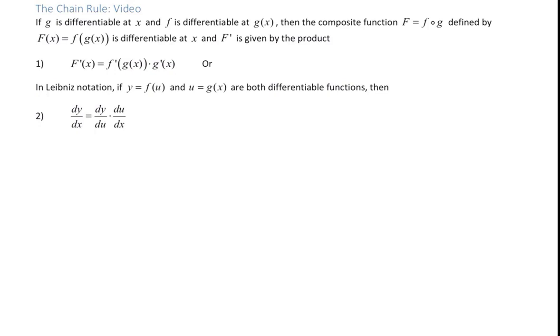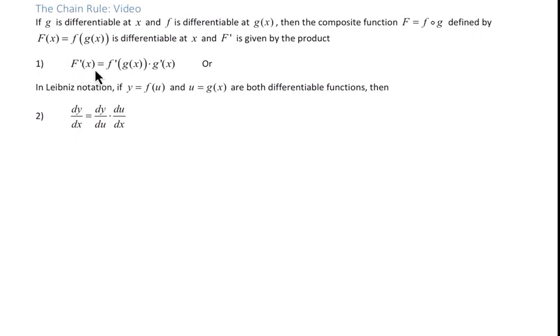The chain rule states if g is differentiable at x and f is differentiable at g of x, then the composite function f equals f of g, defined by f of x equals f of g of x, is differentiable at x, and f prime is given by the product. There's two ways of stating that.